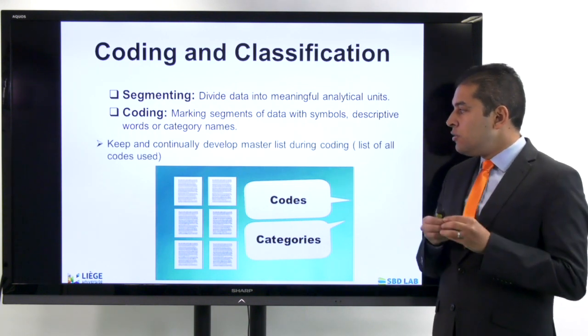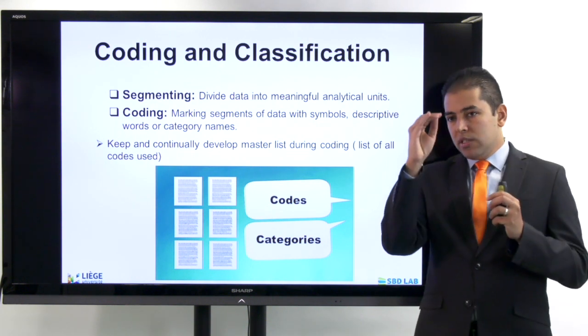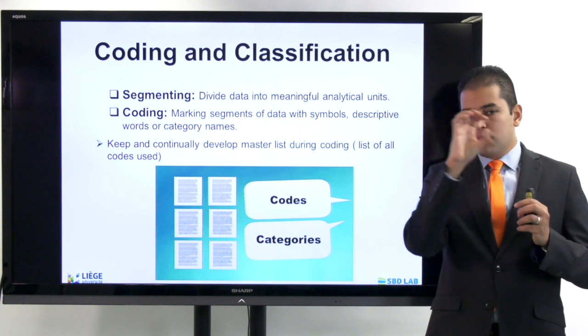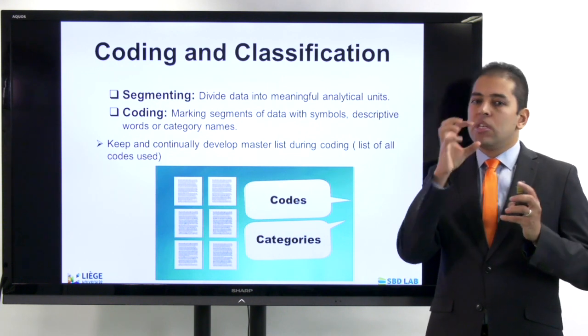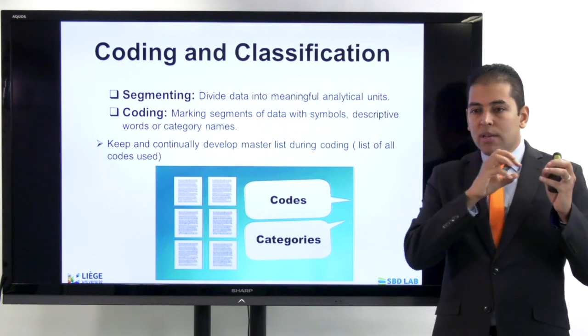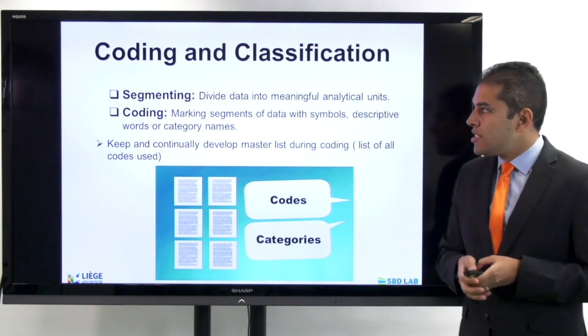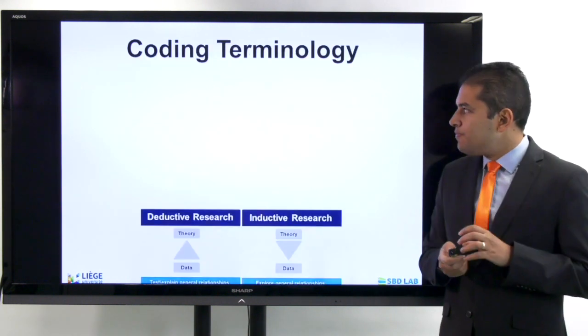So keep the continuity, develop a master list during the coding, and we start to read the text and we develop the codes that correspond to the concepts, the main themes that are addressed or that are found in the text, and we start to code them according to commonality or recurrence in the text. So this is the first step when we do the coding.